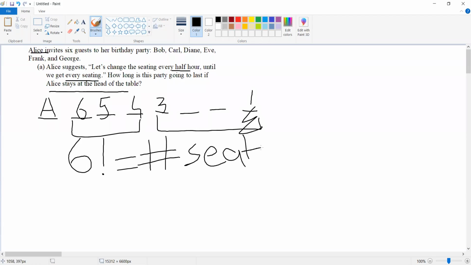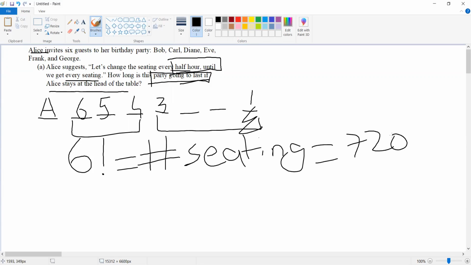So the question doesn't stop here. The question is specifically asking us, how long is this party going to last? So it's asking us if they change the seat every half an hour. So our answer would be that this is 6 factorial is equal to 740.